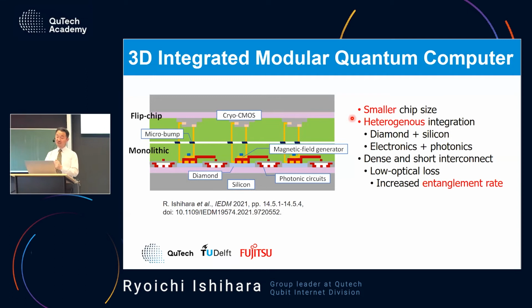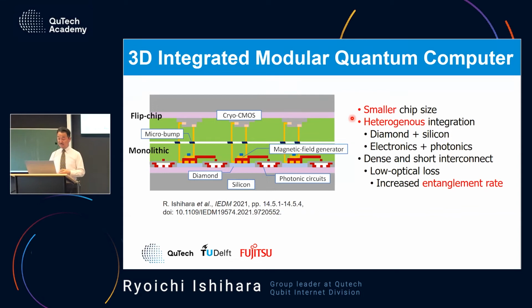An additional advantage is that the optical interconnect is now very short compared to a fiber system or open system. So you get low optical loss, and this will, through the theory, bring us an increased entanglement rate. So this is the additional advantage of the 3D integration scheme.